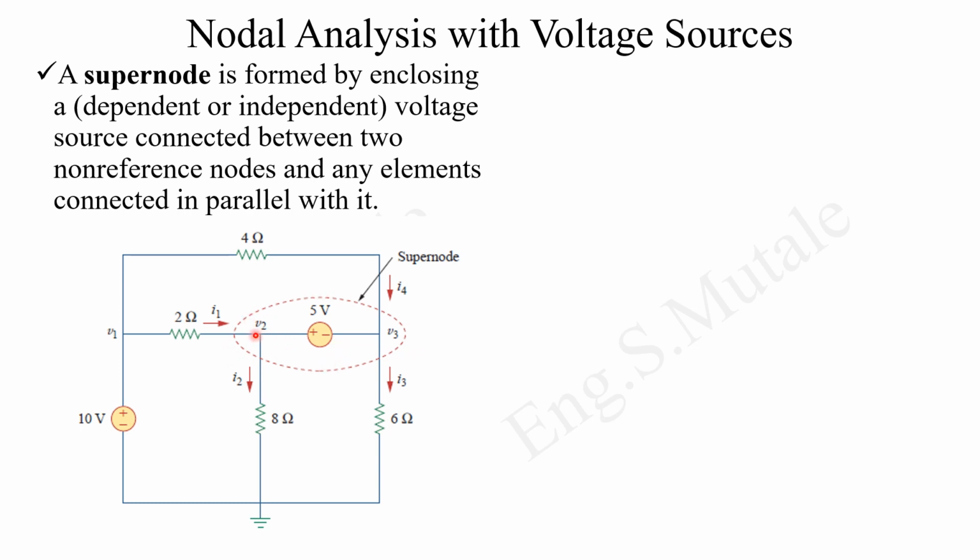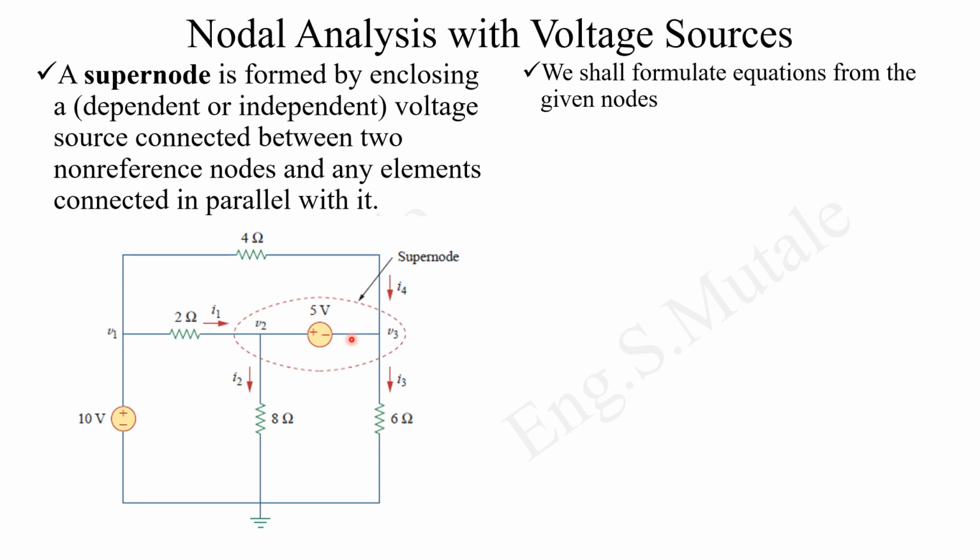If at all we had a resistor connected in parallel to this one, that whole thing together with the resistor was going to be called the supernode. So when you're analyzing this one, of course, you're going to do your analysis on this node, which is node 1. But here you're not going to do an analysis on node 2 and node 3. You're going to do an analysis on this supernode now. So you consider currents entering this node as well as currents leaving that node.